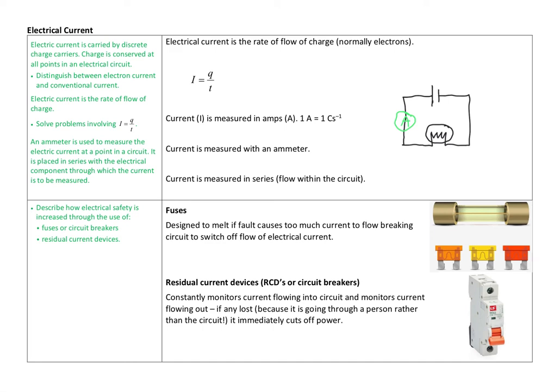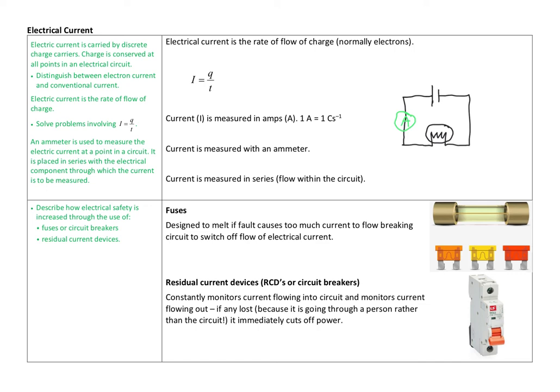Also, we want to talk about a couple of safety devices that you'll often see in circuits, and they particularly relate to electrical current. So the first is fuses. You might find fuses like this in your car. Older houses often still have fuses like this. And we're only doing this in a fairly simple sense this year. Fuses are designed to melt if a fault causes too much current to flow, breaking the circuit to switch off the flow of electrical current.